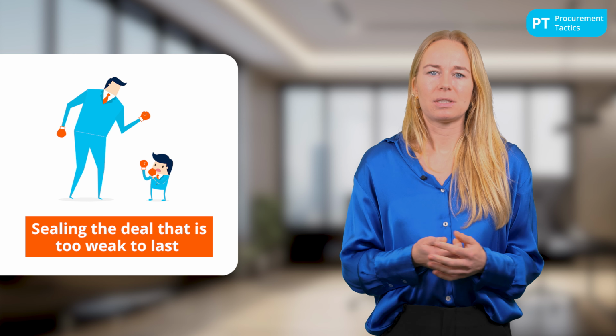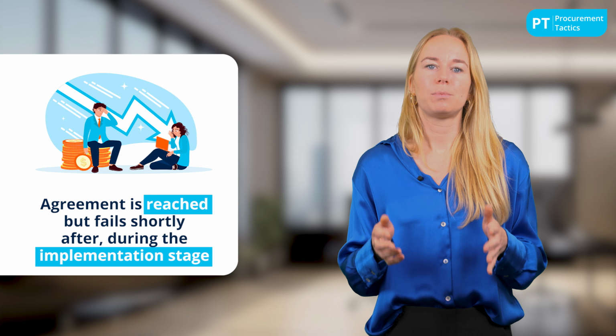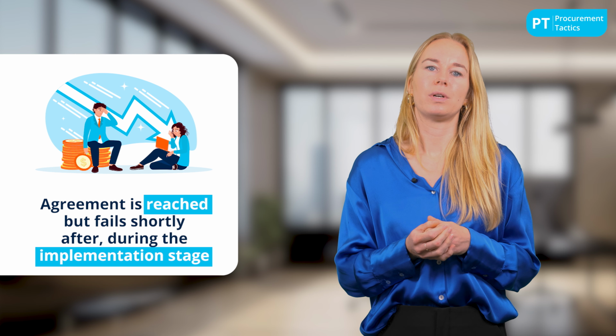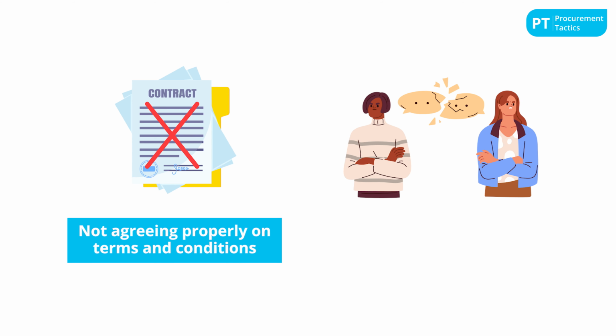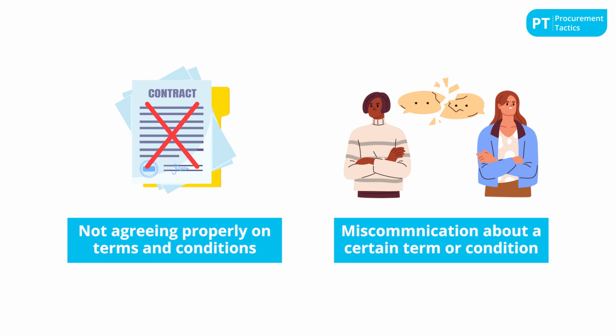Another type of failure in business negotiations is when an agreement is successfully reached but fails shortly after during the implementation stage. These deals often fail because conflicts were not addressed during negotiations or because the agreement needed a solid structure. For instance, you might not have agreed properly on the terms of the contract, or maybe there was a miscommunication about a certain term or condition. Whatever it is, that might be the reason why your negotiation failed.